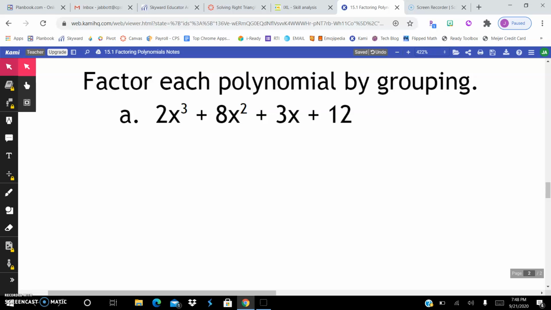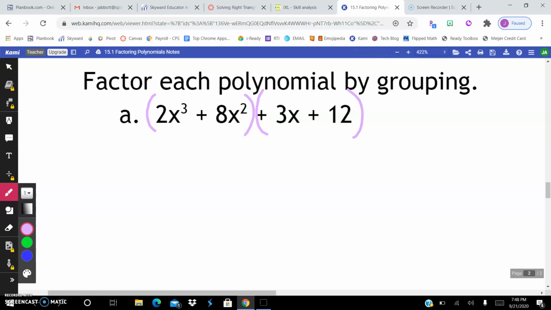Now we're going to move into polynomials with 4 terms, and we are going to factor by grouping. What that means is that we're going to look at the first 2 together, and then we're going to look at the second 2 together. So 2x cubed plus 8x. Well, the highest number I can divide out of 2 and 8 is a 2. And with x to the third and x to the first, the highest power of x I could take out of both would be x.